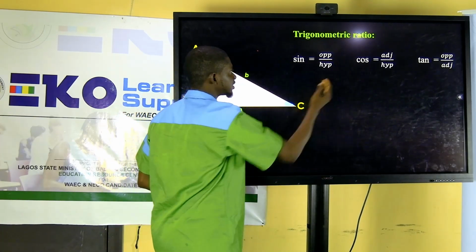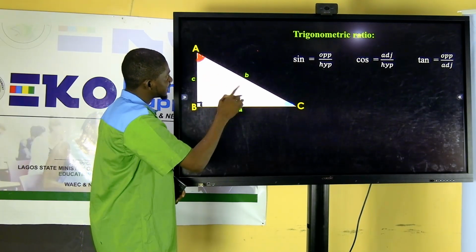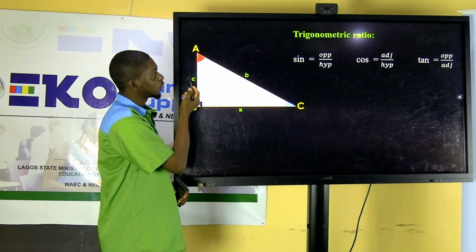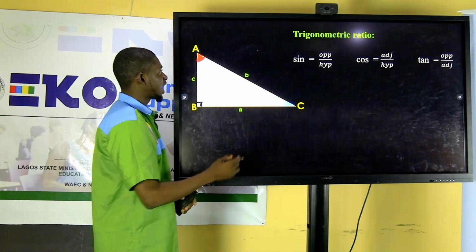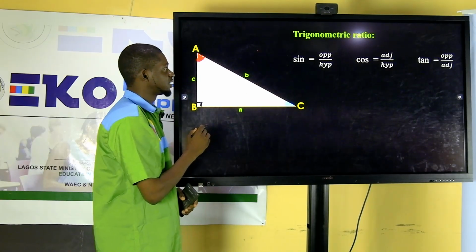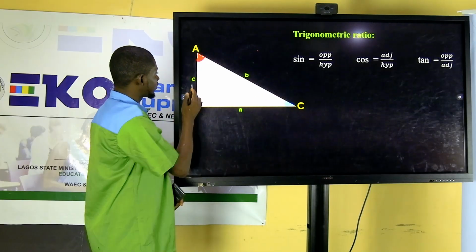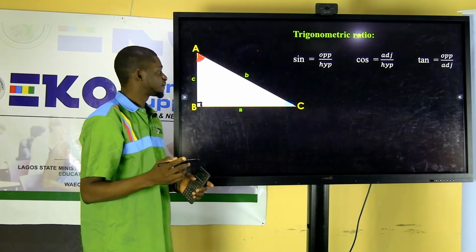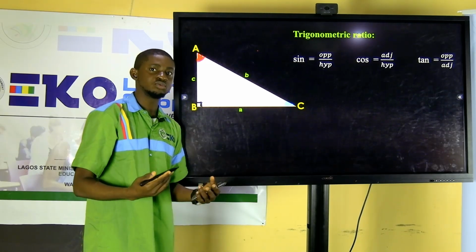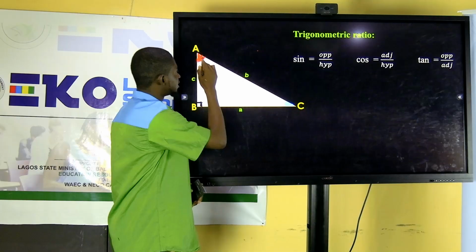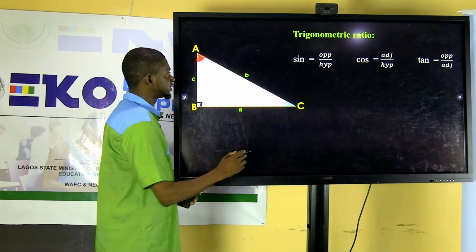If it is cos A that we are interested in, the cosine A will be adjacent. At that point, C will become the adjacent, while the hypotenuse remains side B. And for tan A, that will be opposite to the side of adjacent. Remember we said it, that the opposite and adjacent side can interchange depending on the angle we are considering. But the hypotenuse side remains the hypotenuse side. It's the side that is facing 90 degrees.